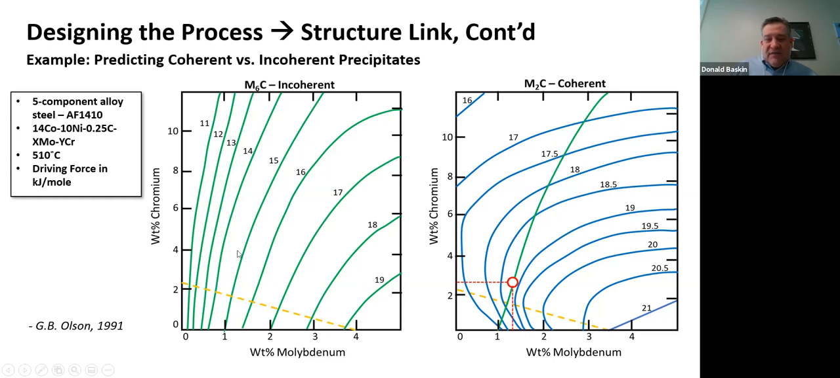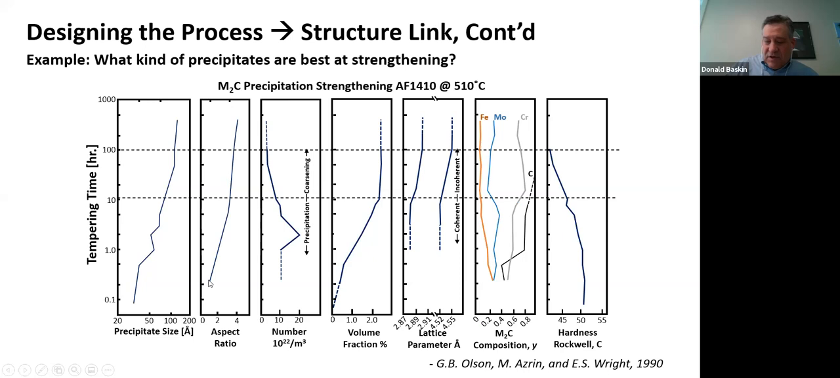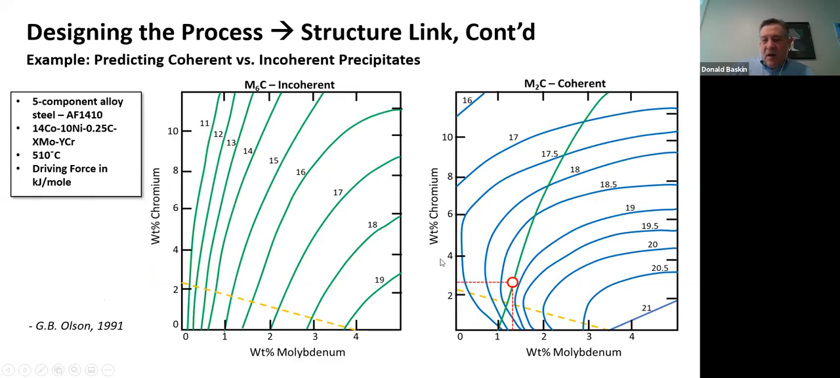So I'm going to say, if I fix the composition that gives me a driving force of 15 kilojoules per mole, what is the highest I can go without going to the right of that green line? What's the highest I can go in this design space that will give me the highest driving force for the M2C carbide? So the highest point on this blue mountain over here, what's the furthest I could go?